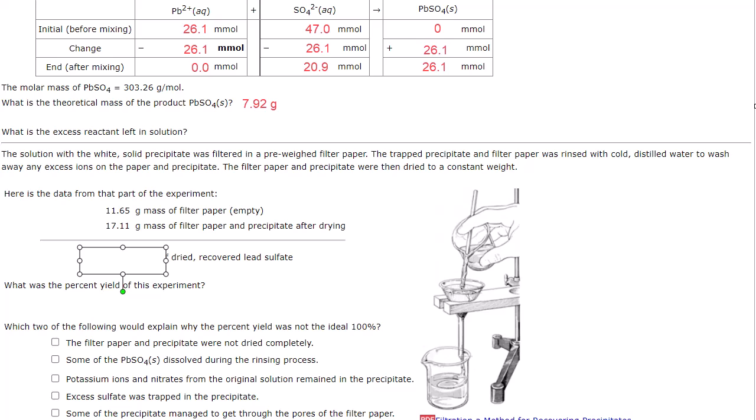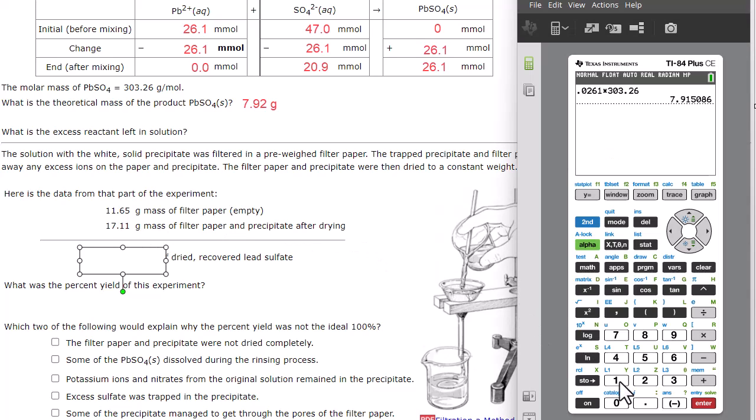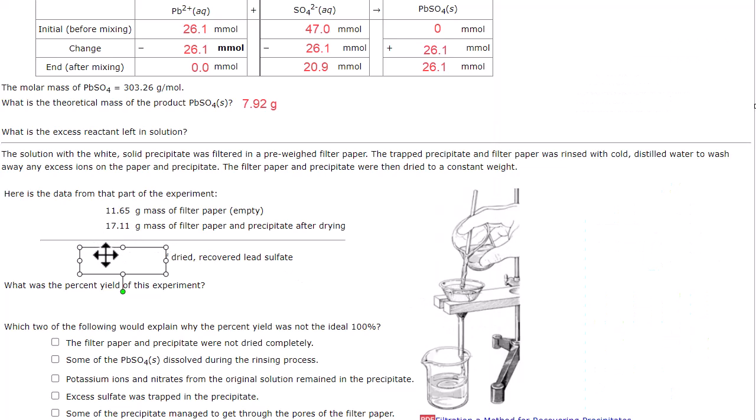Let me get my calculator out again. This is the paper and this precipitate, the white powder, 17.11 grams. And we can subtract from that the filter paper, which we're not interested in, just the dry filter paper, 11.56. And we have 5.5 grams that we collected. Now, wait, we should have got 7.92 grams. So we've got some of this white powder that's missing. Experimentally, you'd say, well, what did it?